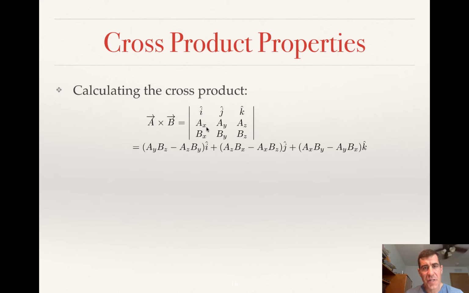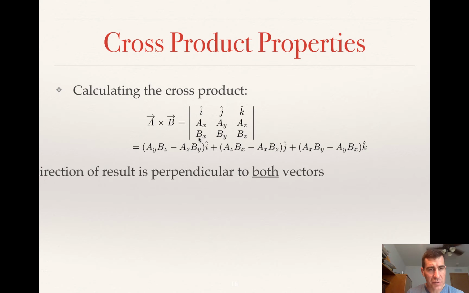I'll do an example of this in class. But essentially what you're doing is you take the diagonals that go down and to the right, you multiply those together, and then you subtract the diagonals that go down and to the left. So we'll do an example of this in class so you can see how it works.